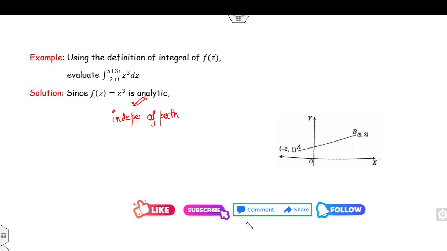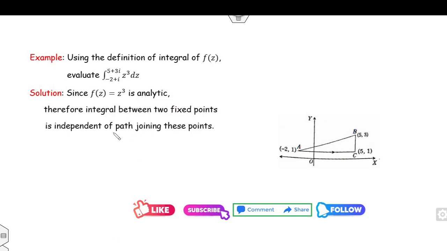Fine. If it is independent of path, that means either we can move as a curve, or I can move as a straight line, or even I can draw the perpendicular from this A, perpendicular from B. So this point is my, this x-axis is my 5 and the y-axis is my, so I can say A, B, C. So either I can move from A to C and then C to B. They all have the same answer because it is independent of the path.